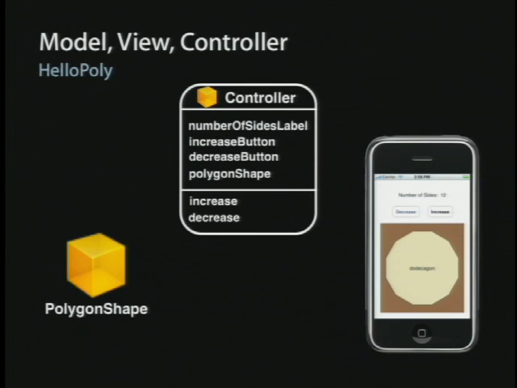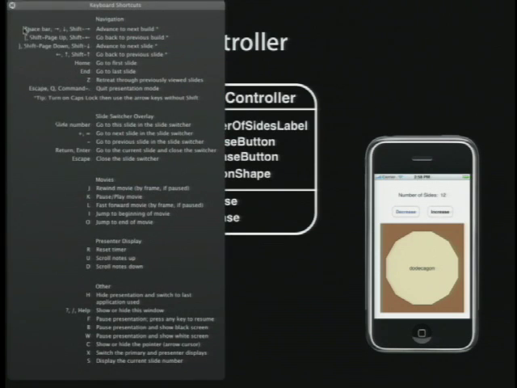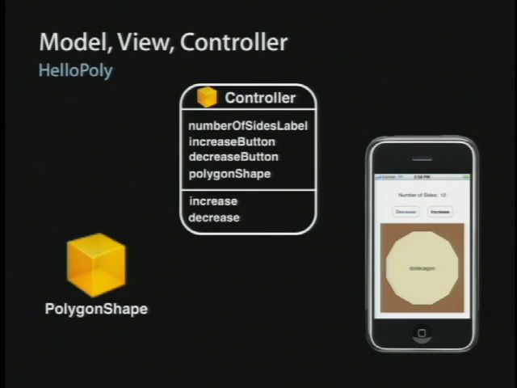Here's what it should roughly look like, where your controller is this centerpiece. It has a few different outlets. One of them is the number of sides label, which is that label at the top, an increase and a decrease button, and then the drawing of the shape below. And then it'll have two actions, an increase and a decrease action. And obviously you notice from the UI that there are no other controls on the screen, so that's what the view will call into your controller. And you'll have a model object that represents the polygon shape.